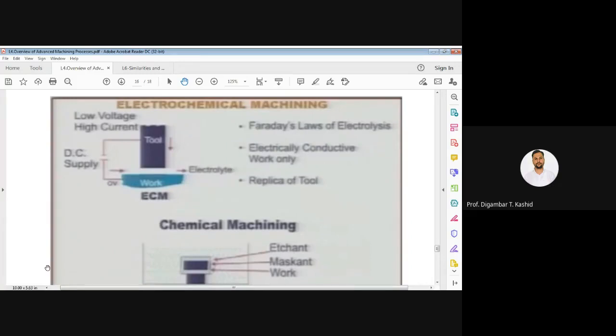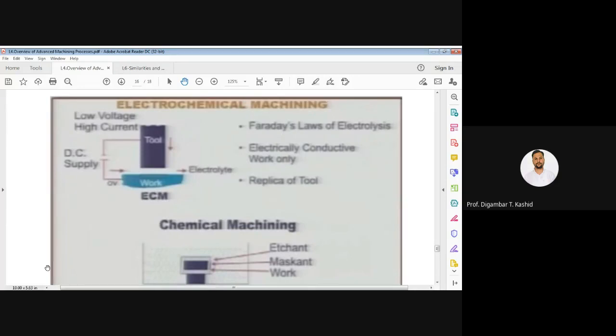In simple words, whatever shape you want to produce on your workpiece, the same shape you first have to give to your tool. By electrochemical reaction you will get the inverse replica of the shape of your tool on your workpiece. The keyword about the electrochemical machining principle is electrochemical reaction, or electrochemical deposition. By this process you can machine any hard material.